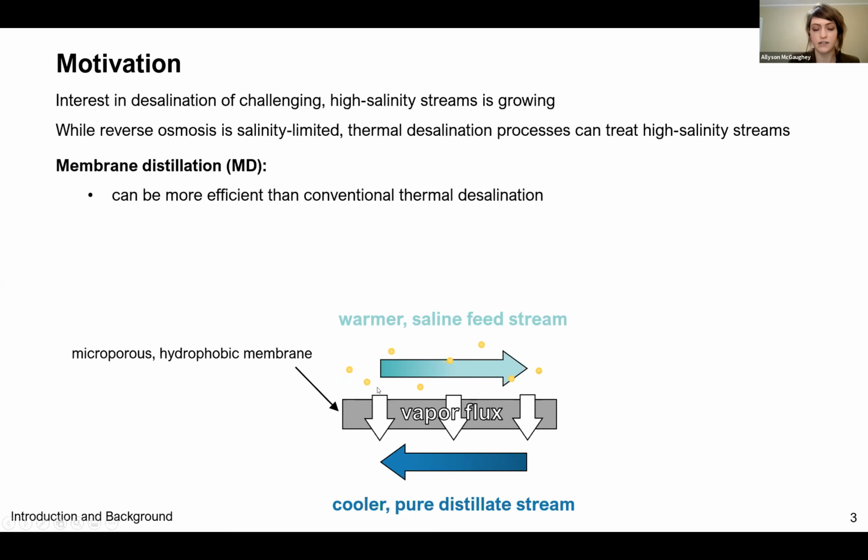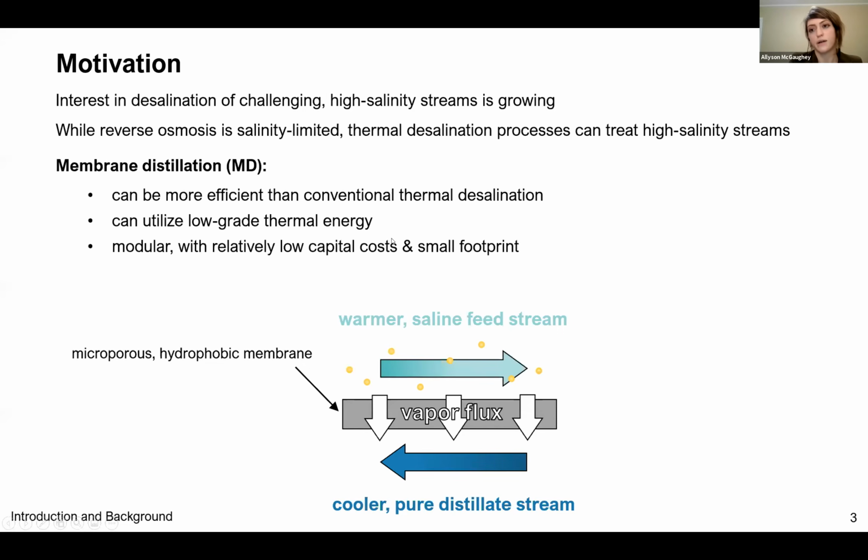There are a few advantages of MD. It's been shown to potentially be more efficient than conventional thermal desalination processes, especially at smaller capacities. MD can also utilize lower grade thermal energy, and MD is modular with a relatively low capital cost and a small footprint. This is a SEM image of a typical commercial PTFE MD membrane.